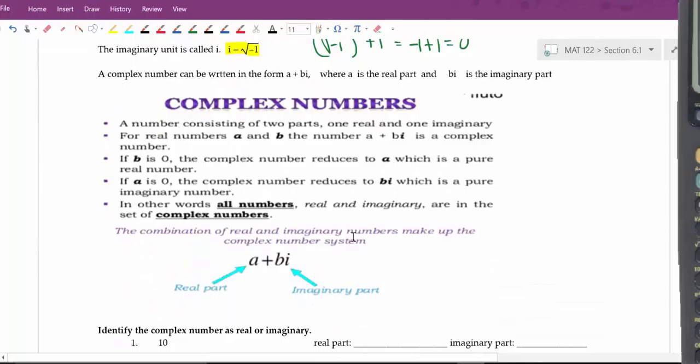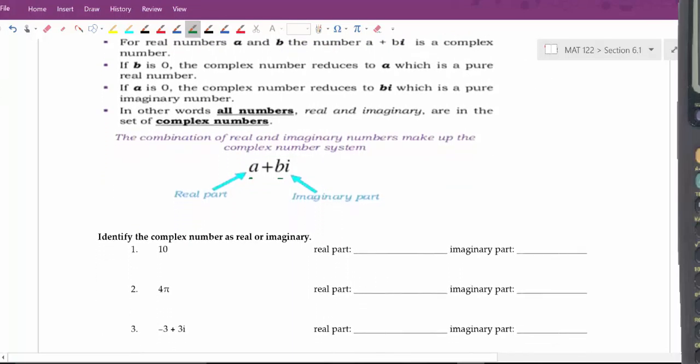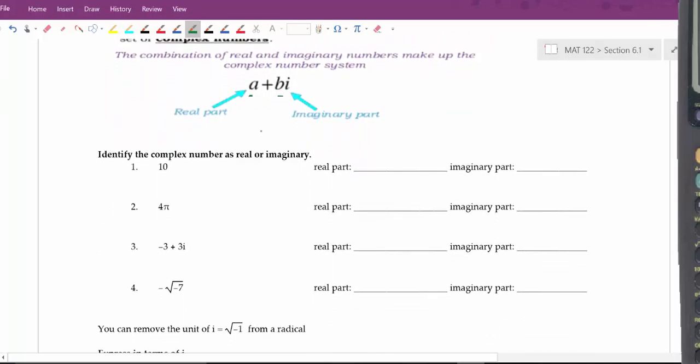So basically a complex number consists of two parts. It's got the real part, a, and it's got the imaginary part, bi. a and b are real numbers, and i is the imaginary number. Okay, so we would say that a is the real part, bi is the imaginary part, okay? So they are combinations of imaginary and real numbers, all right? So to begin with, we just want to take different situations and identify the real and imaginary part.